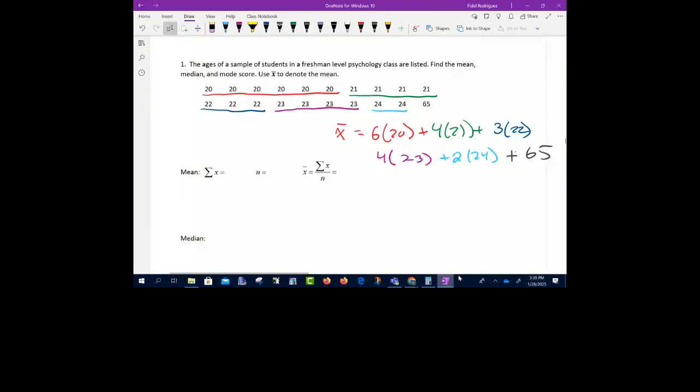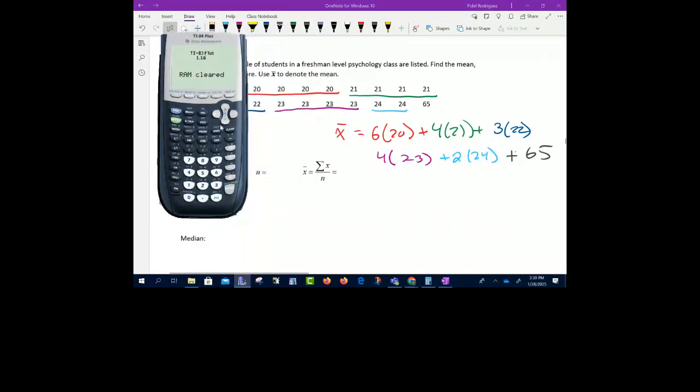Okay, so y'all, I'm going to take my calculator here and I'm going to add all these numbers up and we're going to divide by the number of numbers that we had. So look, we're going to go 6 times 20, plus 4 times 21, plus 3 times 22, plus 4 times 23, plus 2 times 24, plus what, 65? Okay. All right.